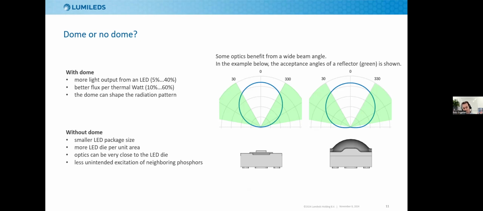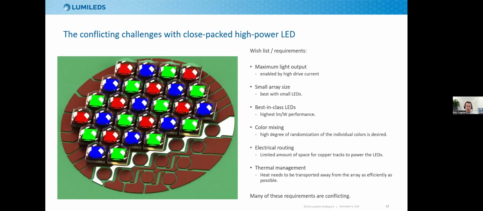So here we could not conclude. Going back to our requirements, I gave you already a flavor of the challenges we faced in deciding what is the best LED for this application. And we found that many of these requirements are conflicting. So we want to have a large LED to be more efficient. We want to have a small LED for color mixing. We want a large LED so the pads can be more easily electrically routed, but we also want the thermal management to be ideal.